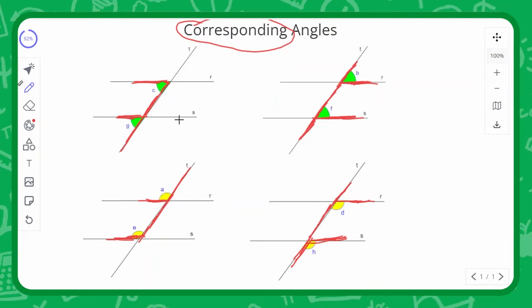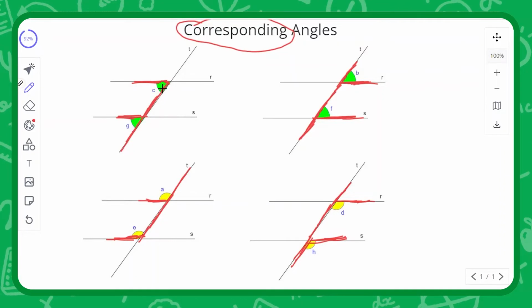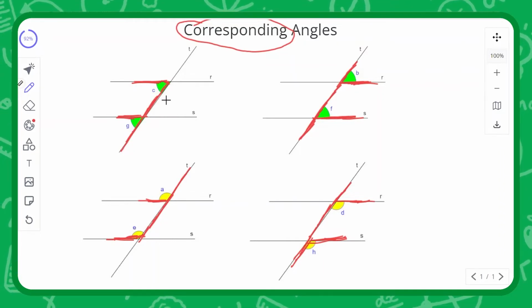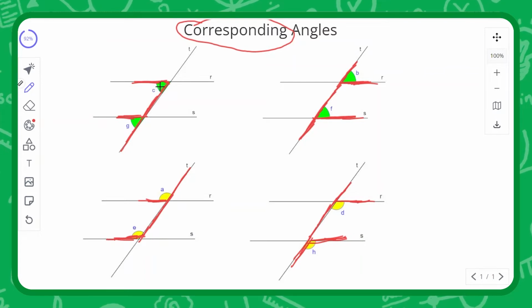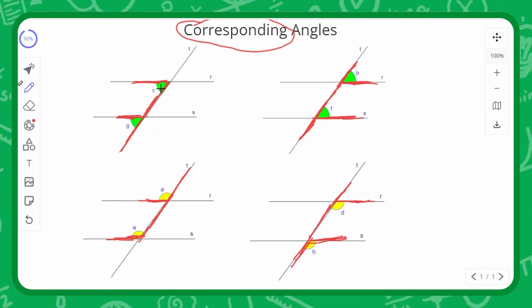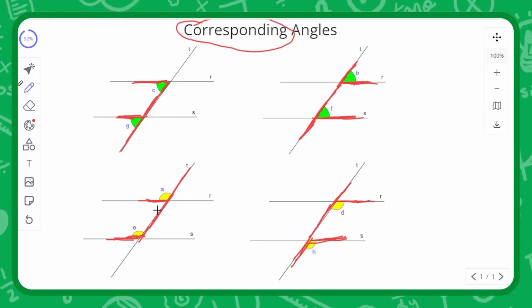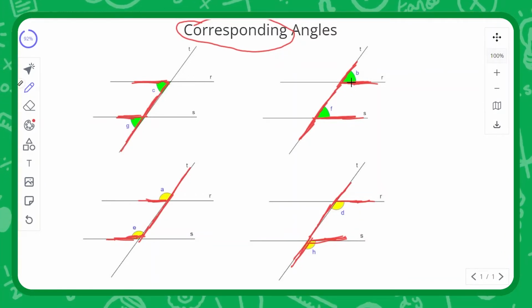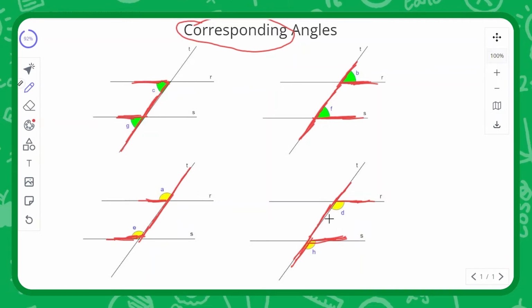Notice the properties. Unlike with alternate angles, where one angle was above the parallel and one was below, with corresponding angles, they are both on the same side of the parallels. So C and D here are both beneath the parallel lines. E and A here are both above the parallel lines. B and F are both above here, and D and H are both below.